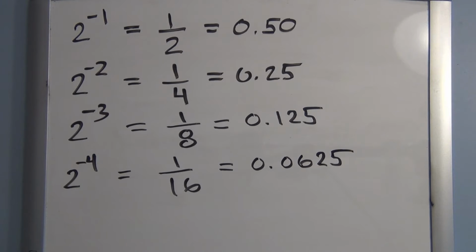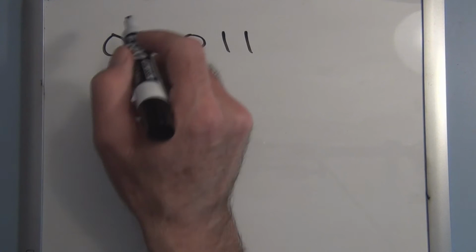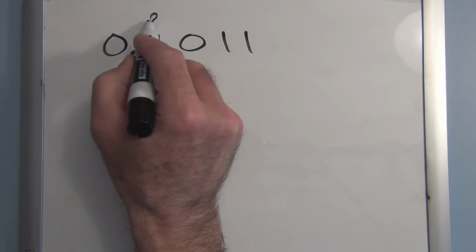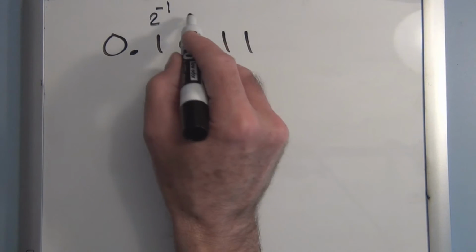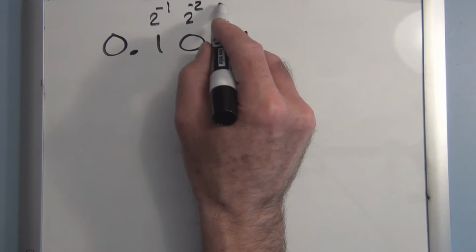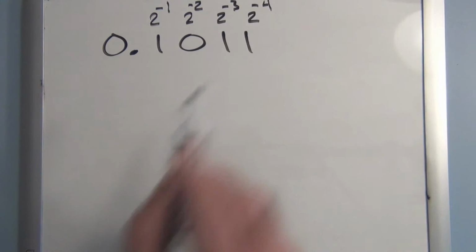So let's convert a binary number that is to the right of the binary point. So here we have a binary number to the right of the binary point. And of course the weights on these, 2 to the minus 1, 2 to the minus 2, 2 to the minus 3, and 2 to the minus 4.